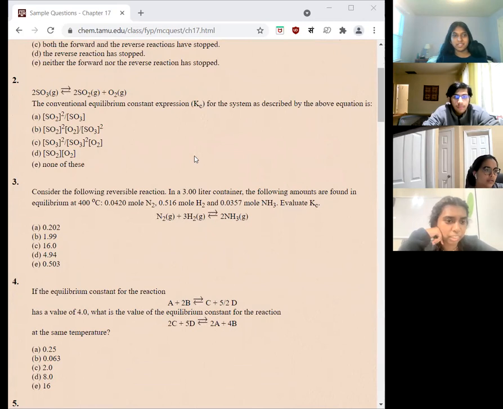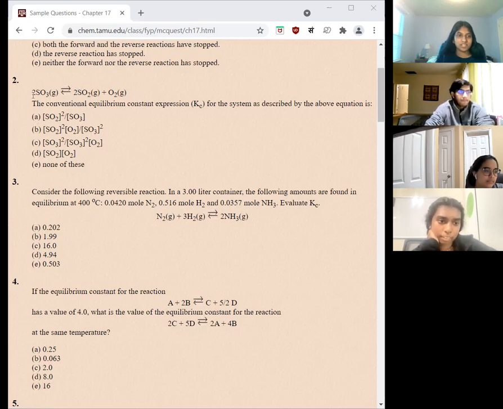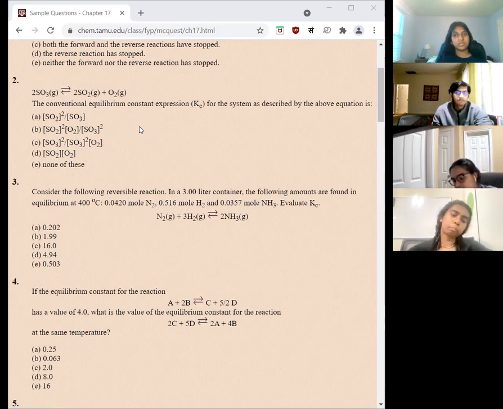Would it be B? Yeah. Yes, indeed it would be. So you look at the coefficients, that's the important part here. This has a coefficient of 2, and so does this one. So these two would be squared, and then it's products over reactants. And also make sure to remember to look at whether it's a gas, aqueous, liquid, or solid. That's important because you don't include liquids or solids in the equilibrium constant expression.